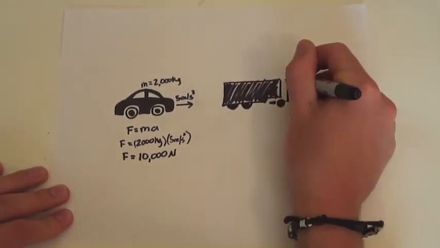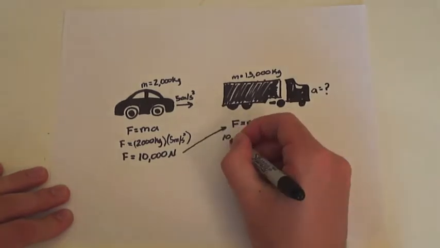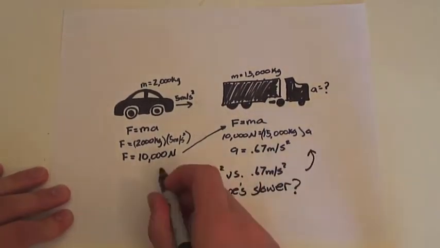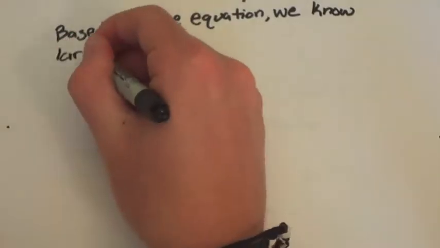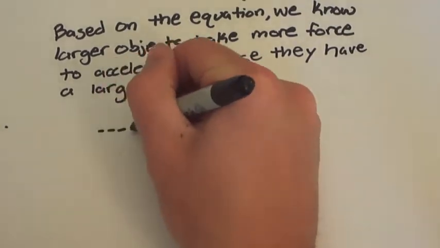Now a massive truck weighing 15,000 kilograms with the same force of 10,000 newtons will only accelerate at 0.67 meters per second squared. Based on the equation, we know that larger objects take more force to accelerate them because they have more mass.